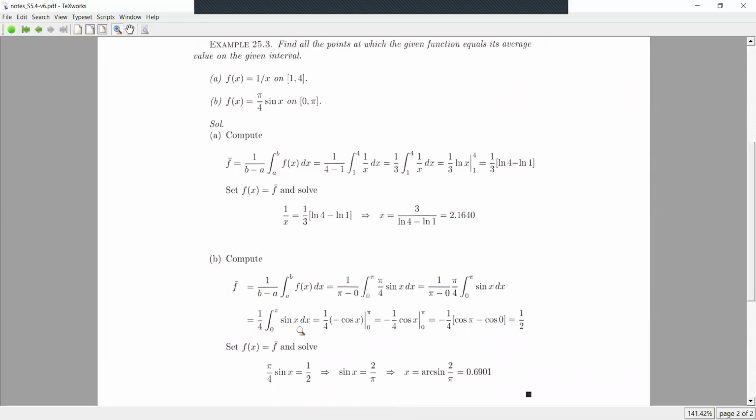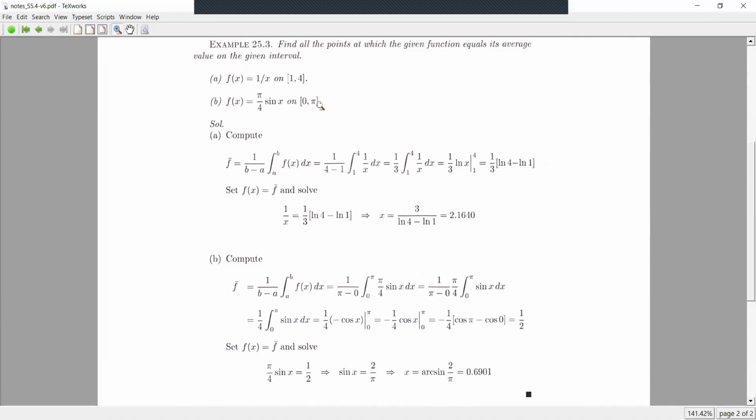Now again, compute this integral by the fundamental theorem. The antiderivative of sine is negative cosine. Then plug in pi, the upper limit in x, and plug in 0, the lower limit in x, then we get this number. This number is 1/2 because cosine of pi is -1, cosine of 0 is 1. So the average function value of this function over this interval is 1/2.